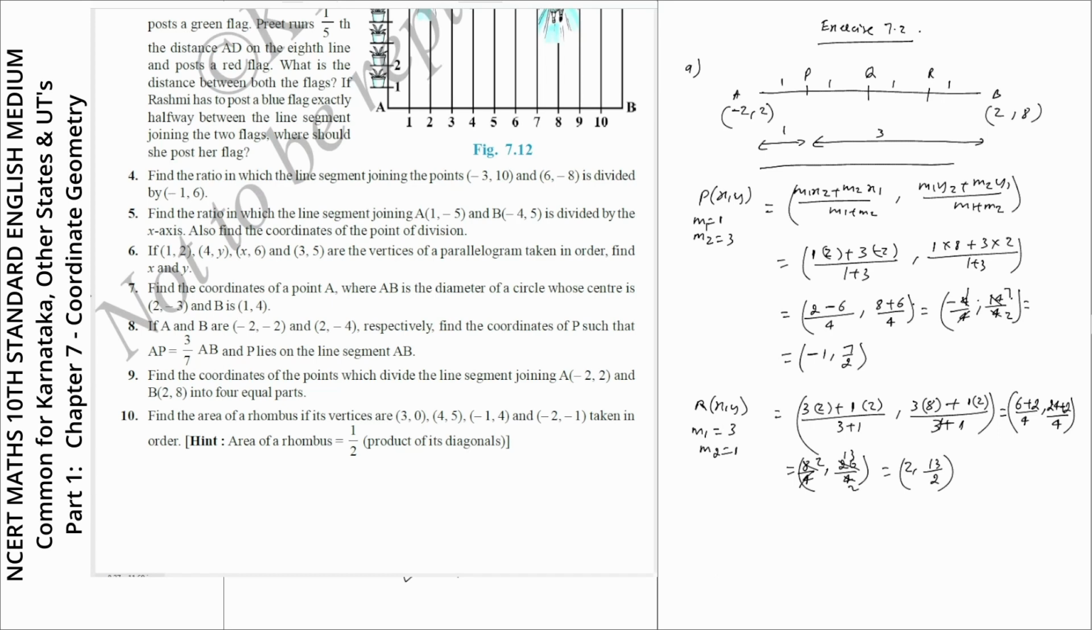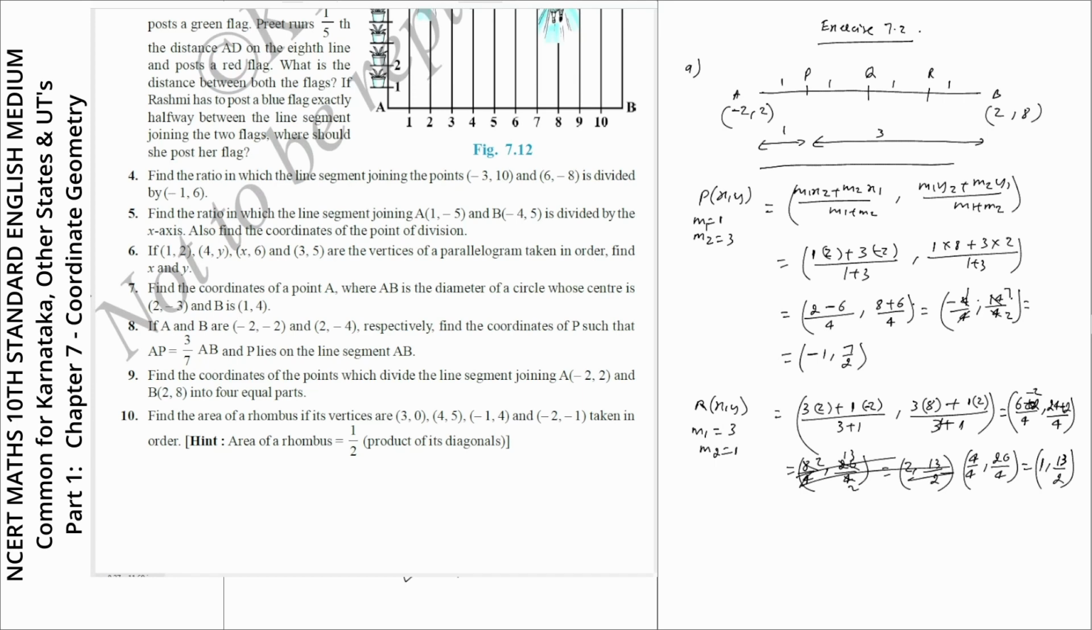So I made a small mistake here. If x1 is minus 2, so here 6 minus 2 I'll get 4. So 4 by 4 comma 26 by 4. So 4 will get cancelled. I'll get 1 comma 13 by 2 as the coordinate of R.